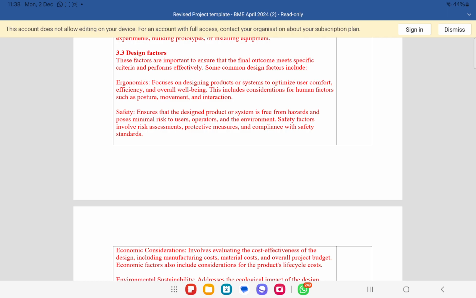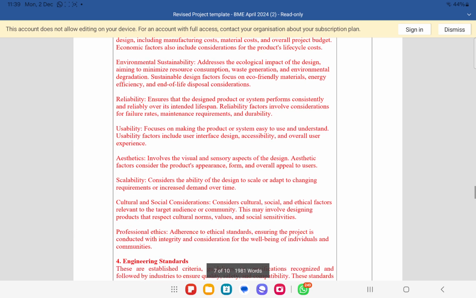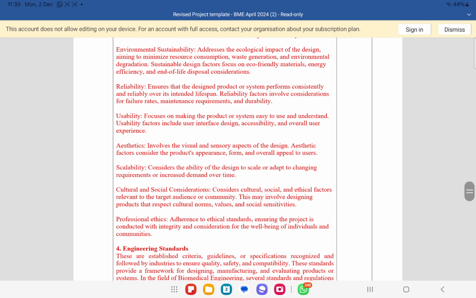Another important point is safety. Safety is very important, particularly when you are talking about medical devices, as they are directly connected with the human. So you must look at the different aspects of safety in your design. Economic considerations is basically talking about the cost effectiveness of your design, how much money is involved, the material cost, the overall project budget, etc. So these are related to the economy, how to make it an economic model. Environmental sustainability, this word is very common, so you know what environmental sustainability basically is.